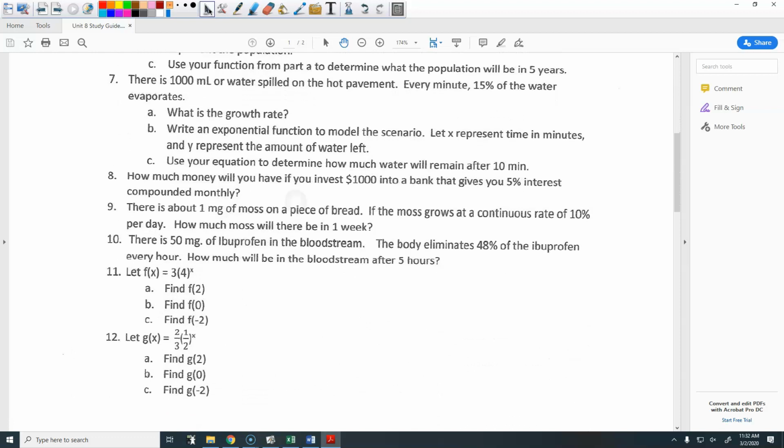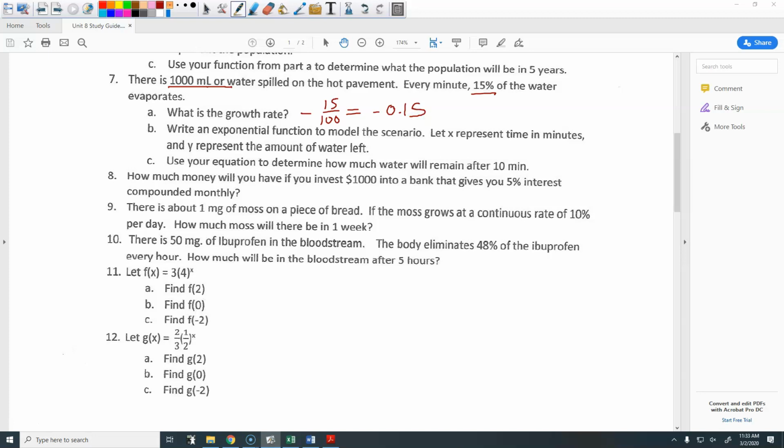Number 7 says there are 1,000 milliliters of water spilled on the hot pavement. Every minute, 15% of the water evaporates. So what's the growth rate? Well, the water's evaporating. That means the water's going away. So it's decreasing by 15%, which means 15 over 100. In other words, negative 0.15. So that's my growth rate.